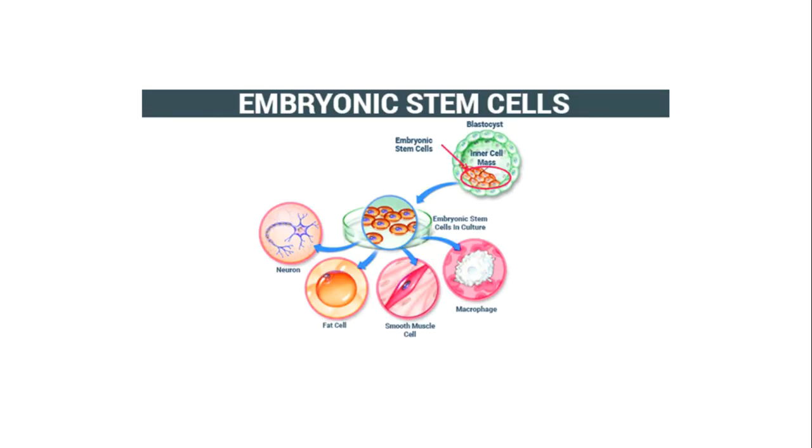So we can see here that an embryonic stem cell can then turn into, like, a neuron, a fat cell, a smooth muscle cell, or a macrophage, depending on what is required by the organism.